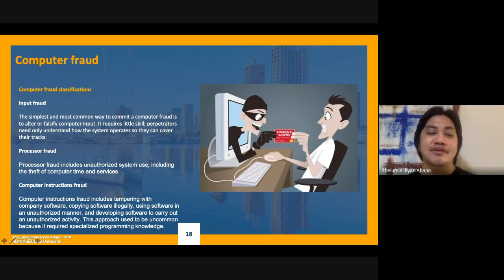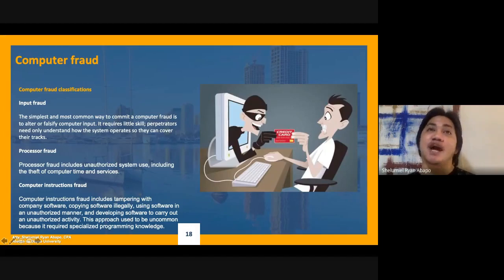Processor fraud naman, on the other hand, is the unauthorized system use, which includes the theft of computer time and services. It would include now the installation of a fraudulent software that would manipulate now the processing of the computer information and computer system, and then what will happen now would result to the appropriation of certain bank accounts or cash or even other assets of the entity. Pwede din niya ipasok yung computer system just to steal mga intellectual property rights.